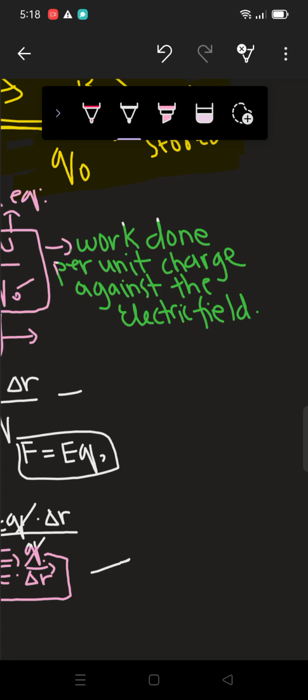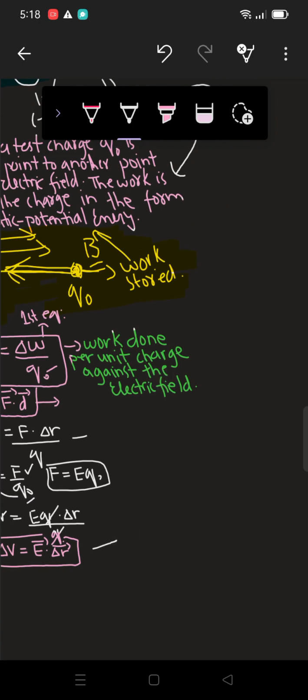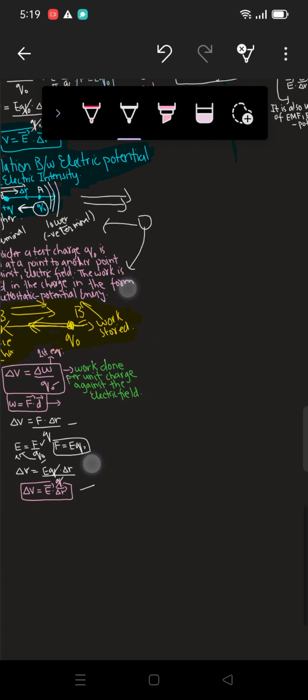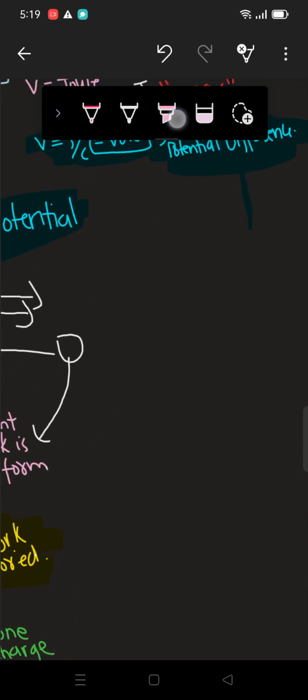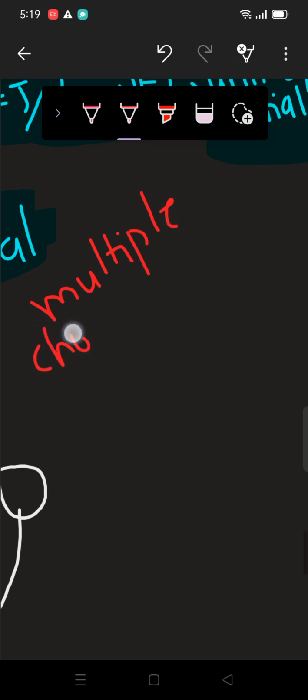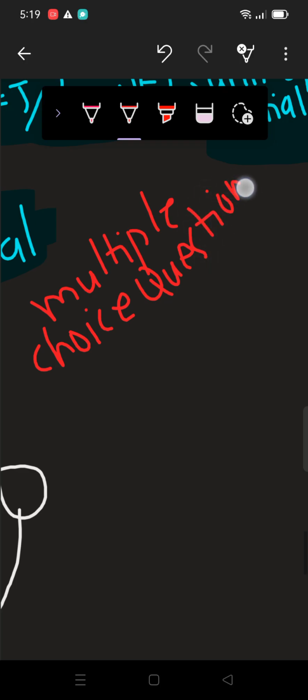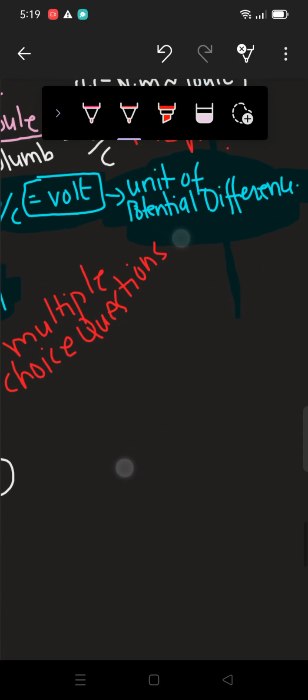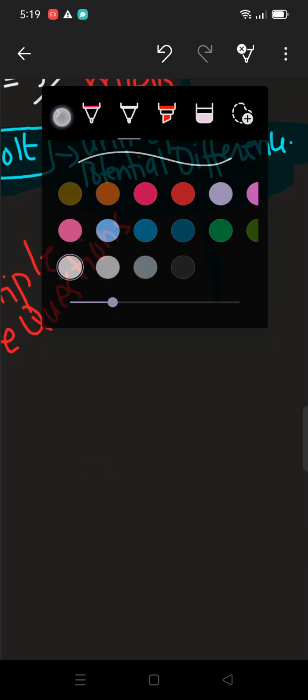Now, the topic we are going to discuss today is very important in terms of MCQs. You can have a lot of MCQs from this topic. So let me write this: today is the most important topic in terms of multiple choice questions. All right, now if I want the magnitude of it, magnitude of potential difference.